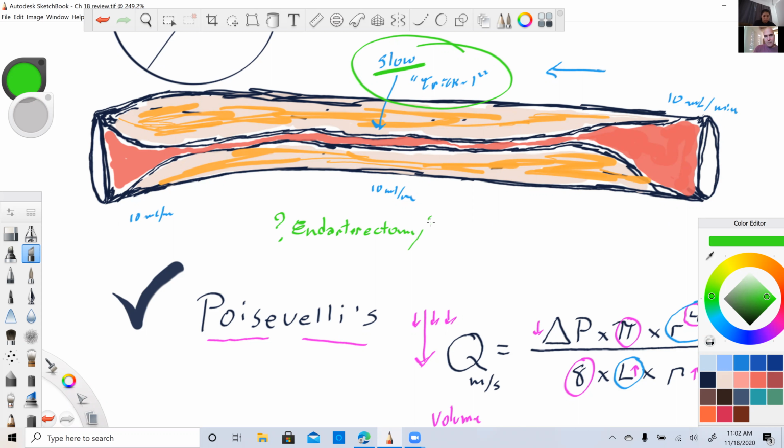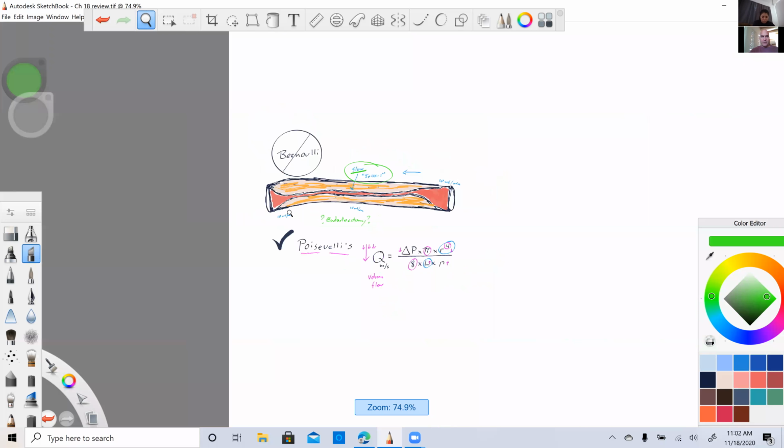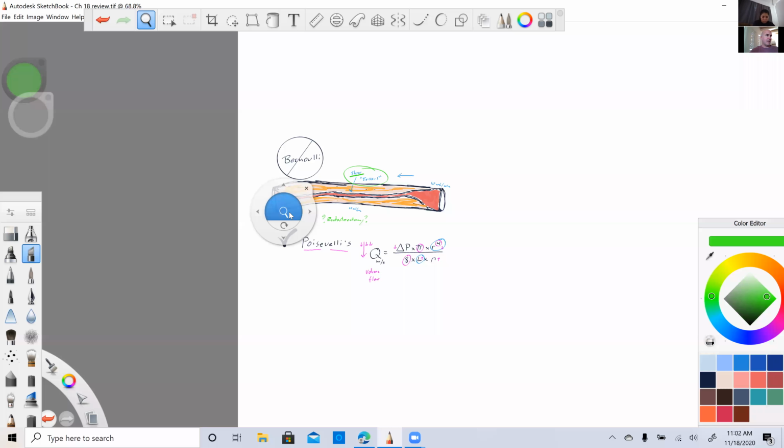endarterectomy. Well, either an E or an A right there. Can they have the surgery? If there's blood flow, they can have it. If there's no blood flow, then you could assume that there's thrombus all the way up to the circle of Willis. Actually, up to the carotid siphon. So, like I said, Poiseuille's is not in the book, and I'll forever teach it because I think it's important.